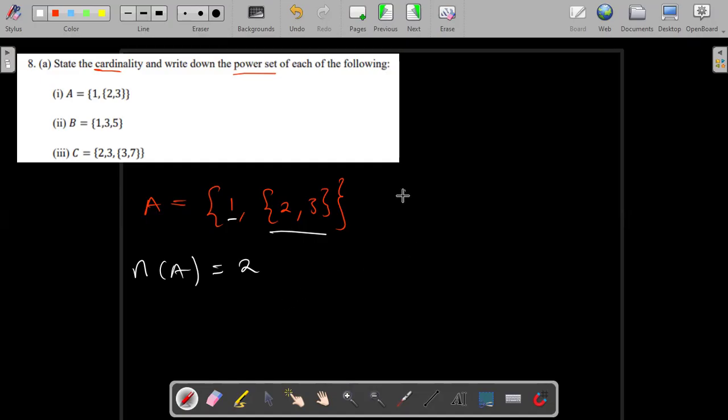Then they're telling me now to write down the power set of each of these. So now the power set of A, which is given by 2 to the power n, is going to be 2 to the power 2, and 2 to the power 2 is just equal to 4. So meaning the subsets that sit there are 4, and I can list them.